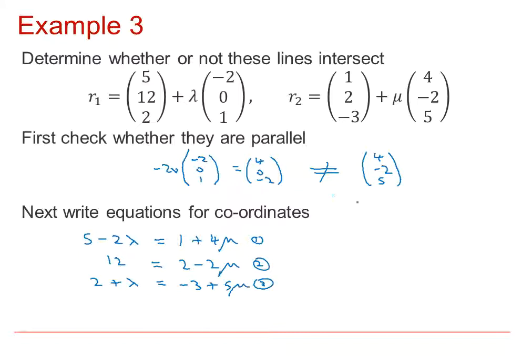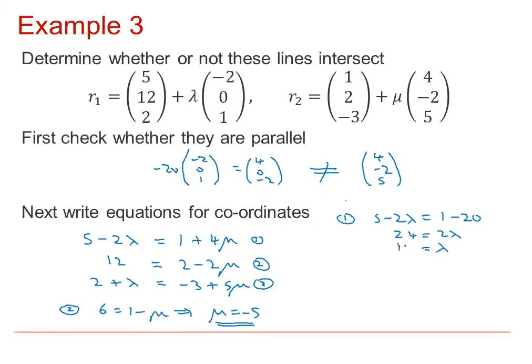If we solve 1 and 2 simultaneously now, if I simplify equation 2, I have 6 equals 1 minus mu, which tells me that mu would be minus 5. That's from equation 2. And if I sub that into equation 1, I get 5 minus 2 lambda is 1 take away 20, therefore 2 lambda is 24, lambda is 12.